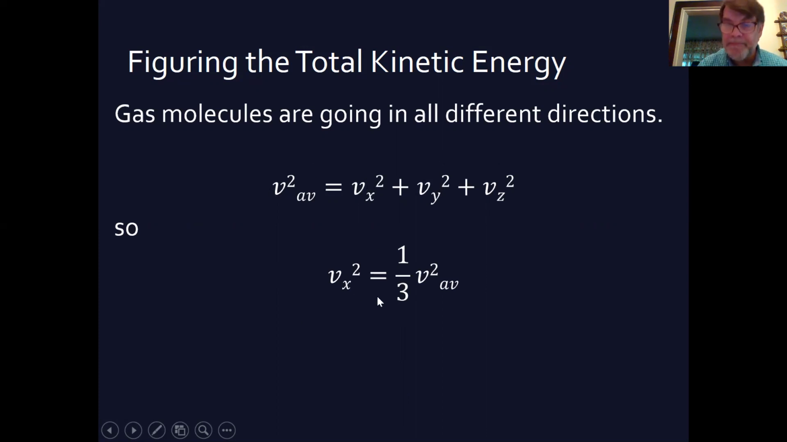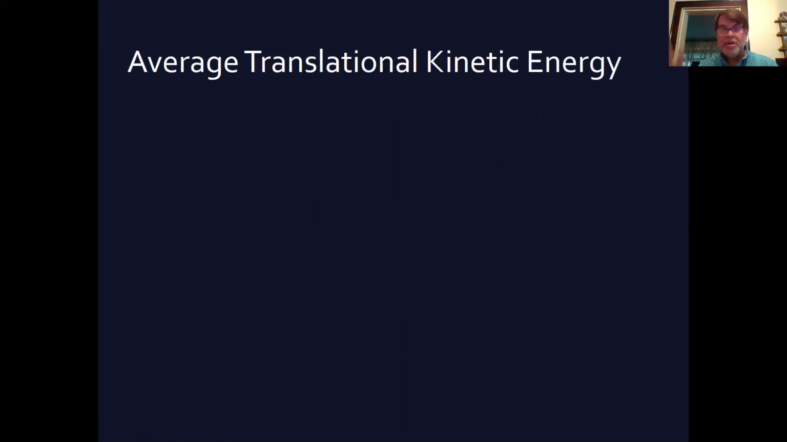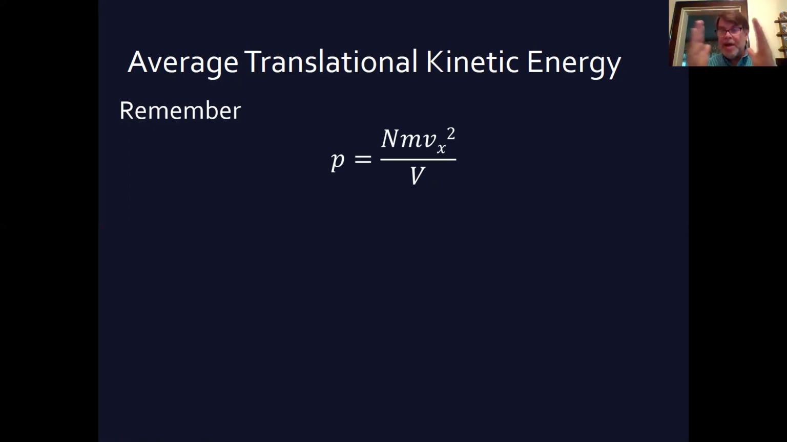We can say that. Okay, we're moving toward the total kinetic energy as it relates to the translational component. So how are we going to come up with that? Well, in the previous video, this is the formula. From the previous section, this is where we ended up: the pressure in a volume is equal to the total number of molecules times the mass of those molecules times the x component squared of the velocity.